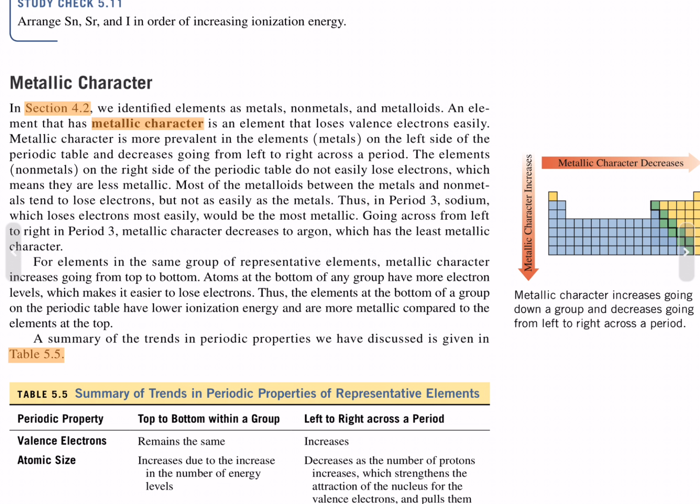For elements in the same group of representative elements, metallic character increases going from top to bottom. Atoms at the bottom of any group would have more electron levels, which makes it easier to lose electrons. Thus, the elements at the bottom of the group of the periodic table would have a lower ionization energy and be more metallic compared to the elements at the top. A summary of the trends and periodic properties we have discussed is given in Table 5.5.